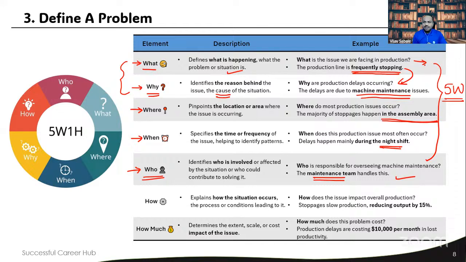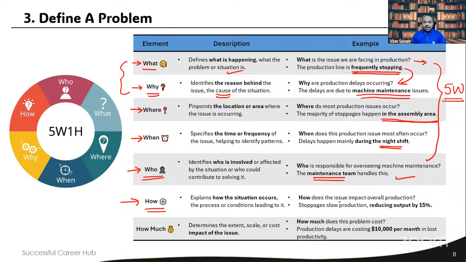Now, once we answer these 5W, then the time is for the 2H. So we can see there are 2H, how and how much. Generally, in many of the cases, I can see only one H is used. That's why it is called a 5W1H. If you can also answer the question for the second H, then it is called a 5W2H. Any one of these tools you can use as per the situation. Now, let's understand what is this how. It explains how the situation occurs, the process or conditions leading to it.